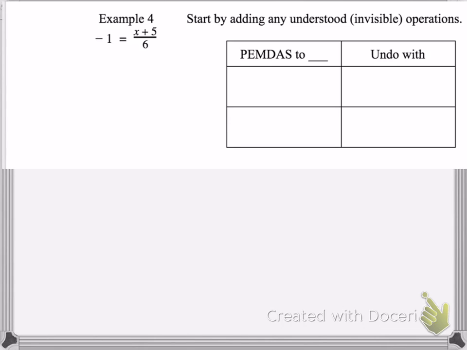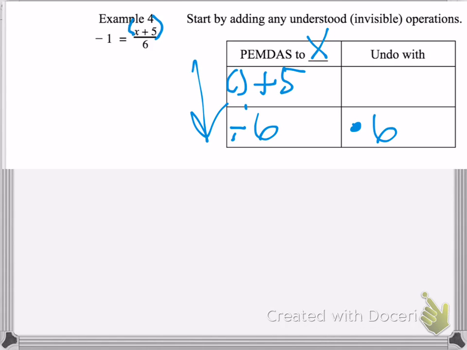Next, we have some understood or invisible operations. We know that we have a parenthesis up here because that fraction bar, that divide by 6, is on both terms, so that's grouping. So we'll follow the order of operations to the variable x. What we would do to x first is deal with that parenthesis. In the parenthesis, we would add 5. Then we would divide by 6. So that was how we would follow the order of operations. So then we would undo it by multiplying by 6 first, and then subtracting 5.